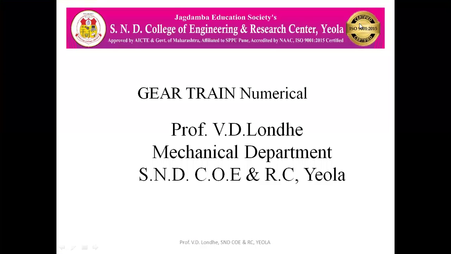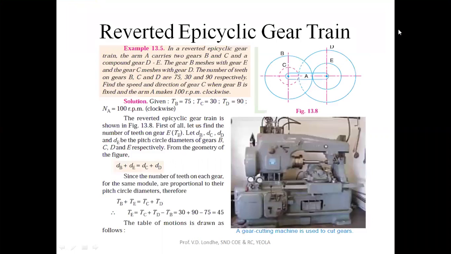Hello everyone. Today we will see the numerical on gear trains. The first numerical we are going to see is on the reverted epicyclic gear train. This reverted epicyclic gear train is commonly used in wrist watches.